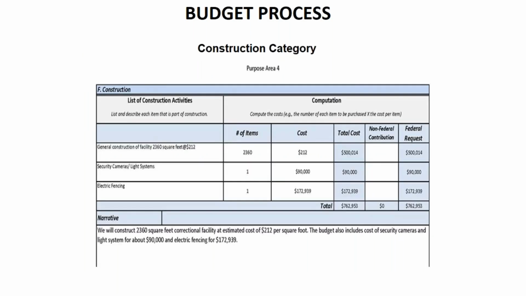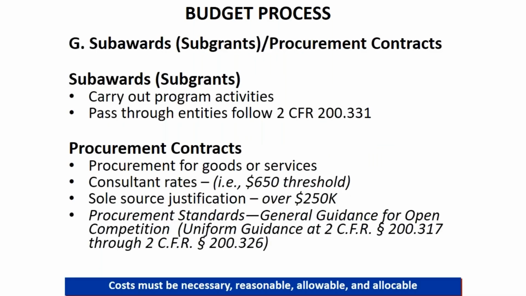And as always, you want to show us your calculations for anything you're budgeting in this particular category and include a narrative explaining exactly what you're doing, how much you're spending, and how it's going to support your particular program. So the next category is subawards, subgrants / procurement contracts. Now, subawards are those funding that you're passing down to other organizations to carry out program activities.